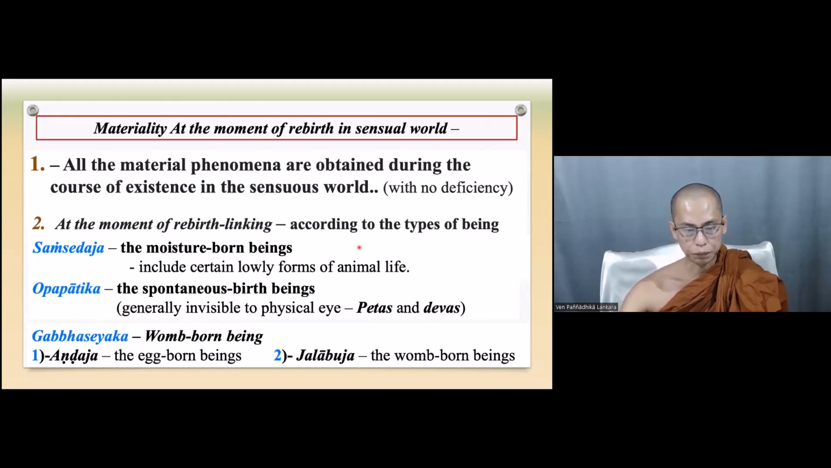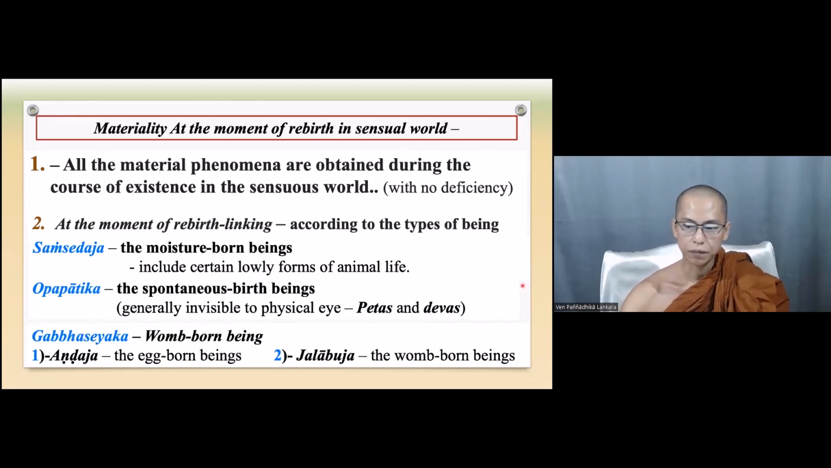So these three types of beings are found in the sensual plane of existence. But in the Brahma world, all are Opapatika. No Samsedaja and no Gabbhaseyyaka are found in the Brahma world, the fine material sphere. Here in the sense sphere, we can find all three types of beings. According to the being, the materiality will be different. How many materialities arise there at the moment of rebirth?